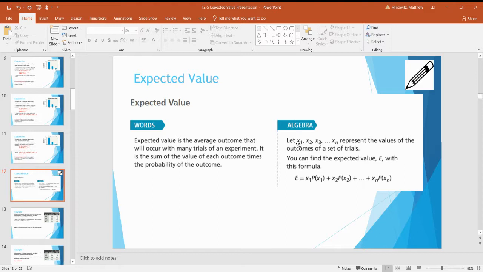So we have outcomes x1, x2, x3, all the way up to xn. We can have as many different outcomes as we want. And we need a probability for each one. So that's why the probability distribution is going to come into focus. So if we know the outcome, we know the probability, we multiply them together, and we add all of those to find the grand sum, which is the expected value.